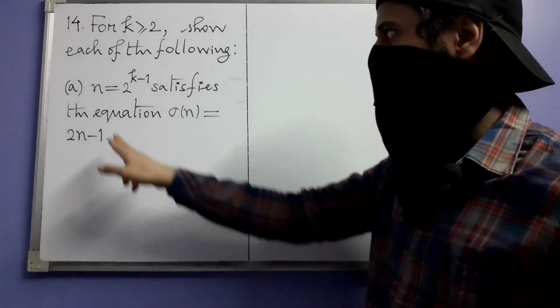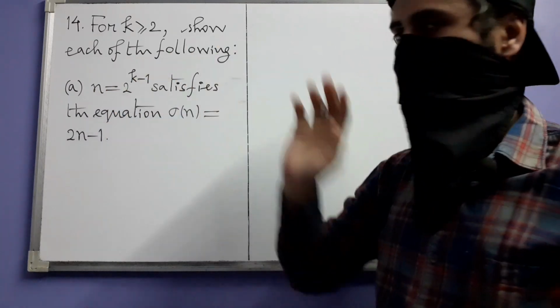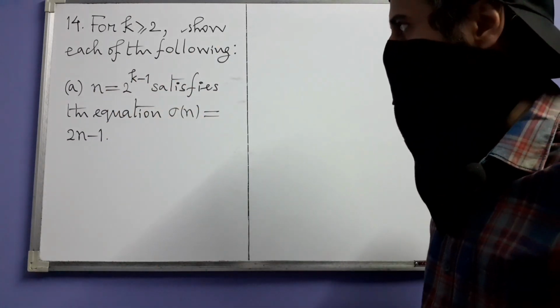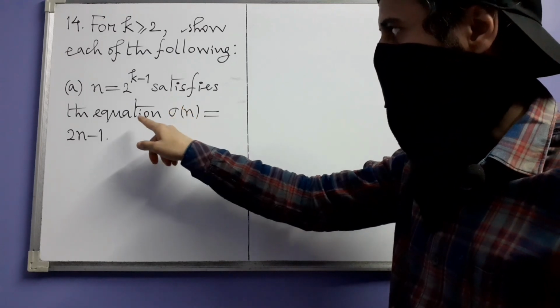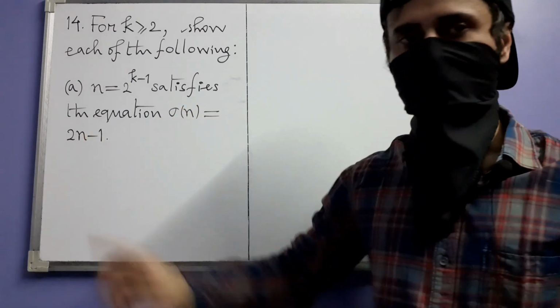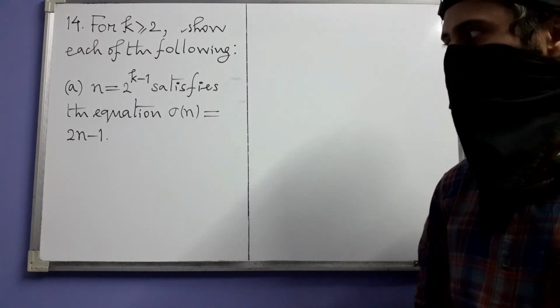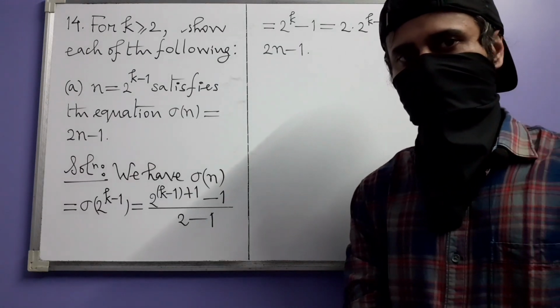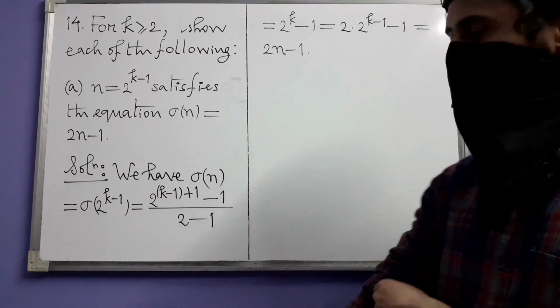So in part A, another integer n is given in terms of k. This is 2 to the power k minus 1. And then we have to prove that it satisfies this equation, that the sigma value of n would be 2n minus 1. So let's first solve this. So the solution is pretty straightforward.